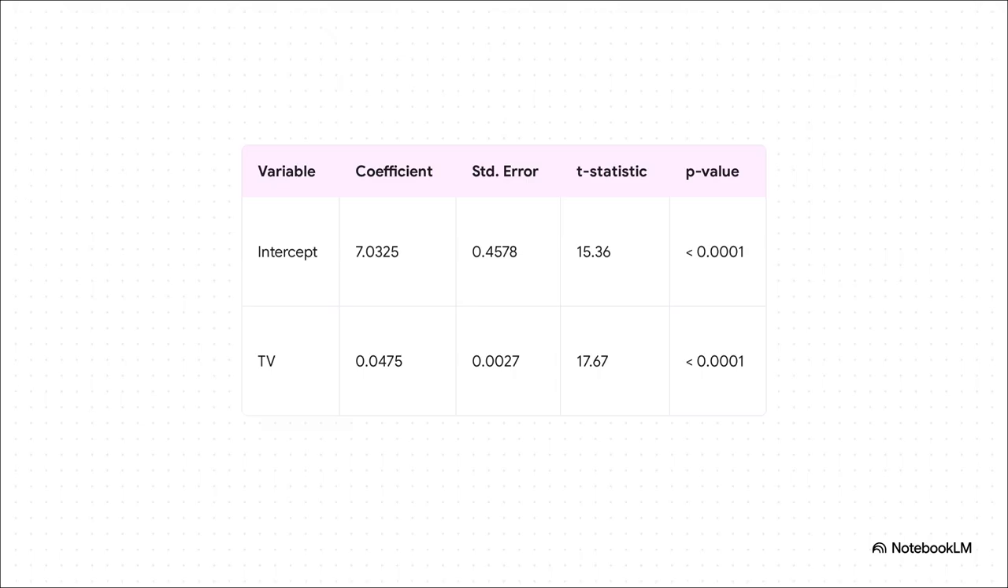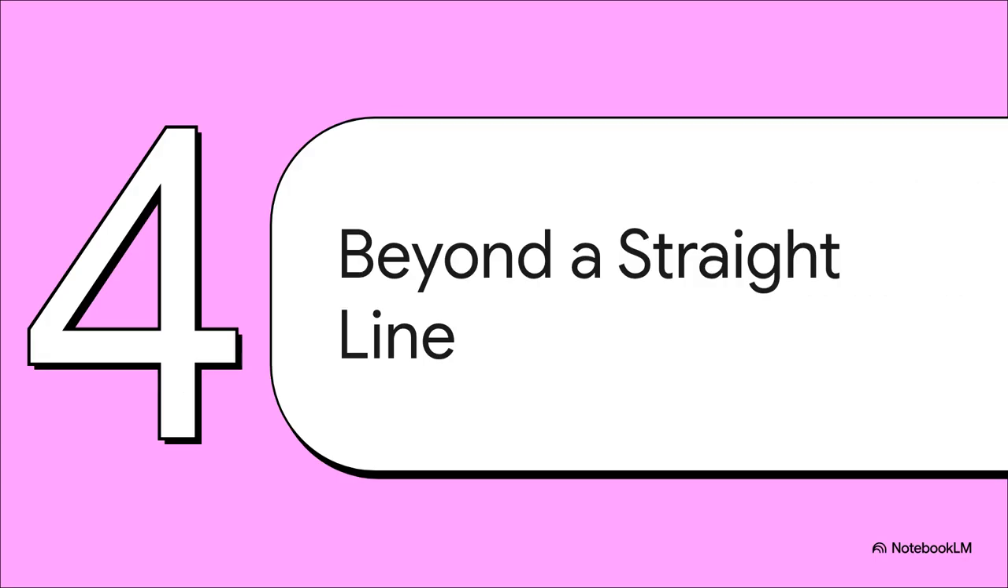And it means for every extra $1,000 we spend on TV ads, we can expect sales to go up by about 47.5 units. Now that is a number you can take back to your boss. So we've pretty much confirmed that TV ads have a real, measurable impact on sales. But is that the whole story? Of course not. The real world is way more complex than just one straight line, which brings us to our next big idea.